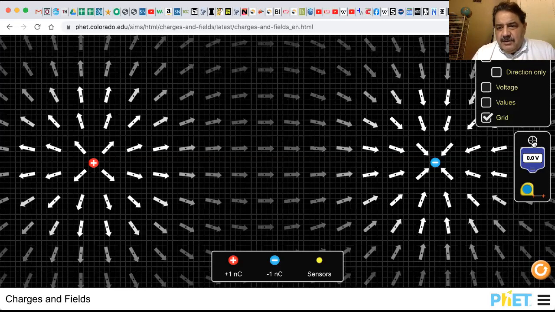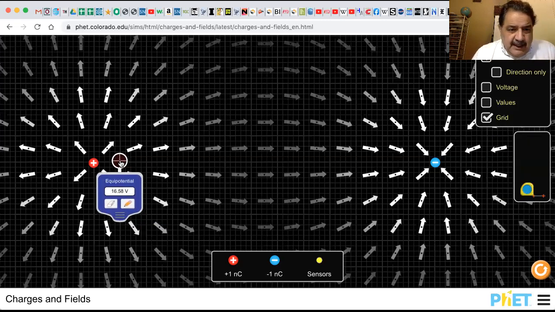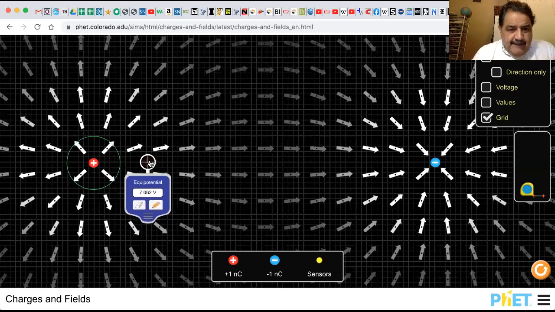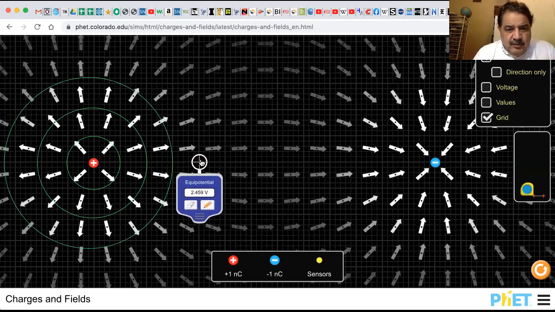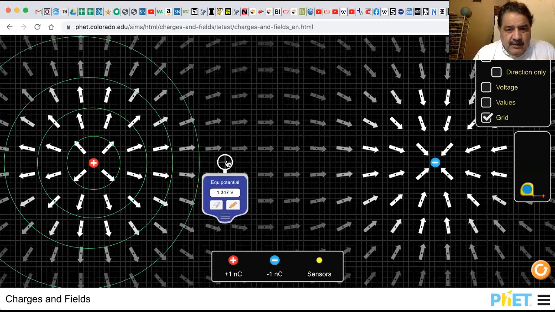Now let's start taking measurements and draw that. Now, what are those green lines? Those are equal potential lines. Those are equal potential lines surrounding our charge of 1 nanocoulomb. So there we go.